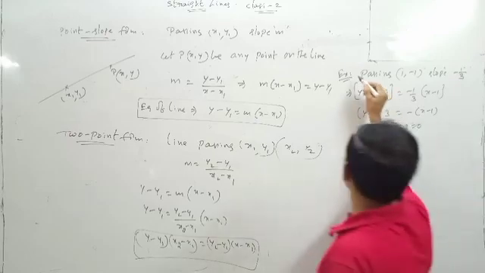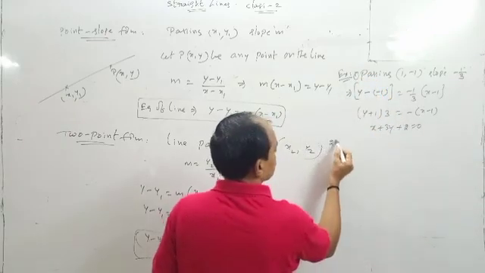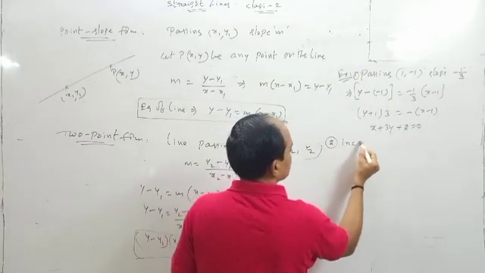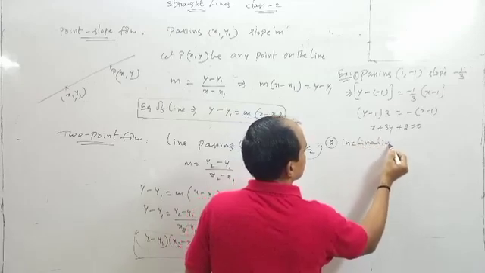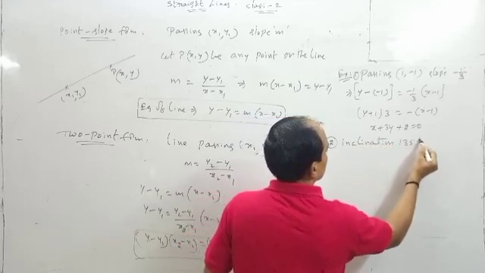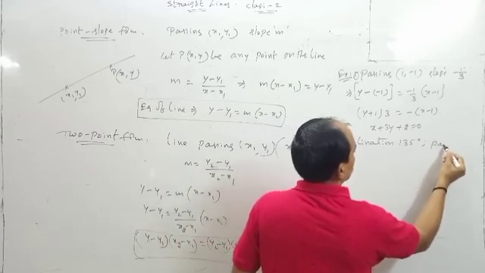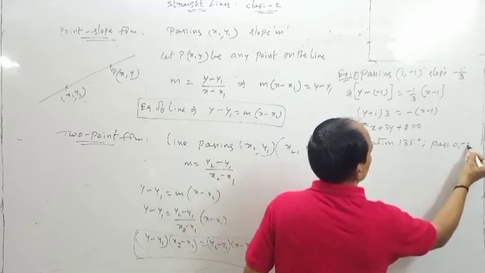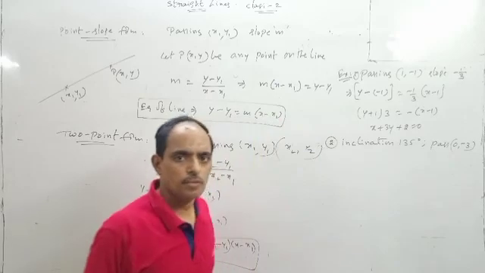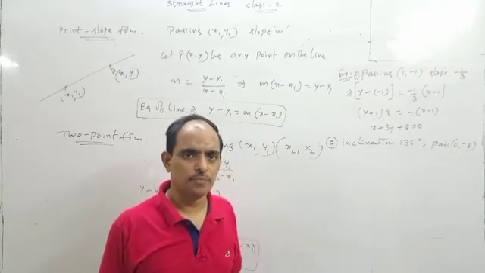I will give one more example. Inclination 135 degrees and passing through (0, minus 3). What is the equation of the straight line?